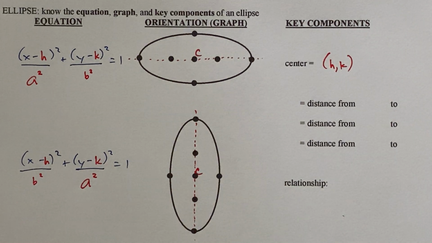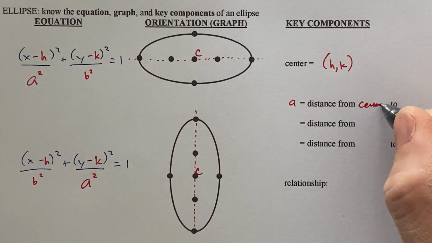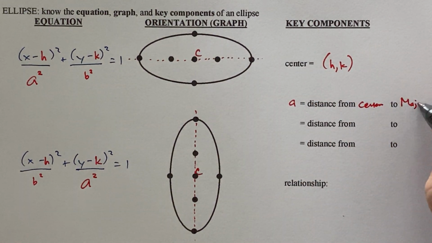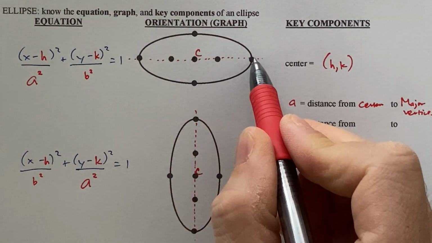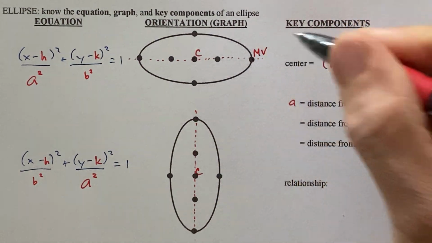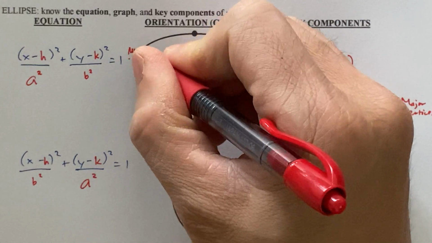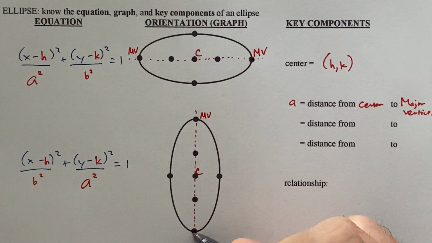What the heck is a and b? a is the distance from the center to what I call the major vertices. Okay, so it's the distance from the center to the point all the way at the edge. So I'll call this capital M, V for major vertices. Same thing here, capital MV. If it's up and down, then this will be your major vertex, and this will be another major vertex.